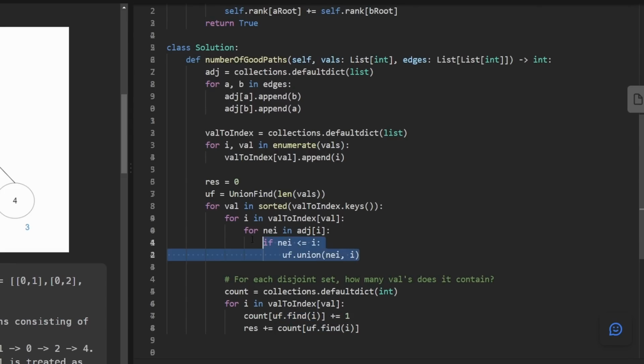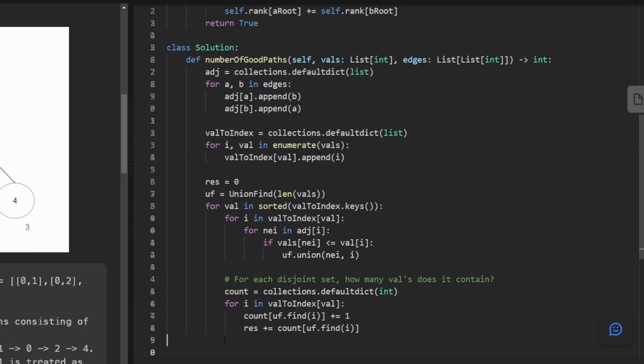Oh, and sorry, another bug I noticed is that the neighbor does not need to be less than i. These are the indices of each node. We actually care about the value. How can we get the value? Well, we were given a vals array, so we can map this neighbor to the value, and we can map this original node to the value. We can only union 2 nodes if the neighbor is less than the original value, or equal to, of course.